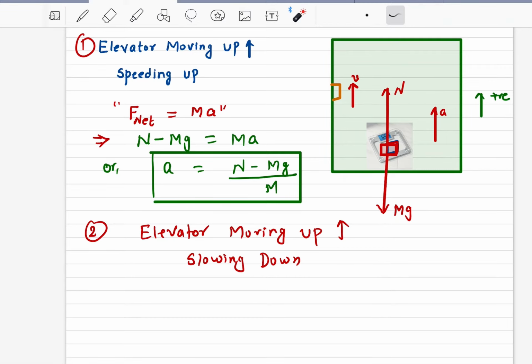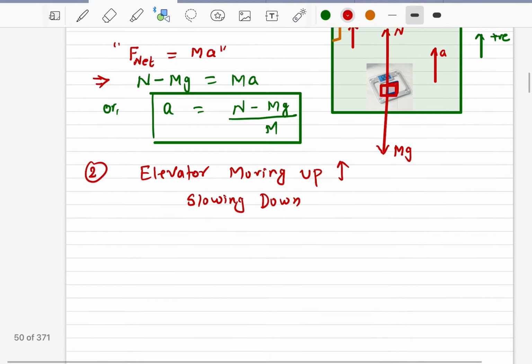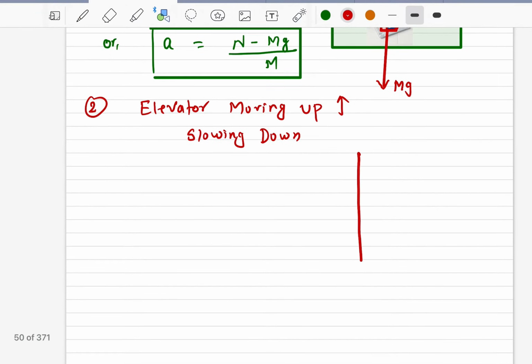When it slows down, what does this mean? That means the velocity decreases. When the velocity decreases, the acceleration will be negative, so in that case the velocity and acceleration will have opposite directions. So let me draw a picture of the elevator again.